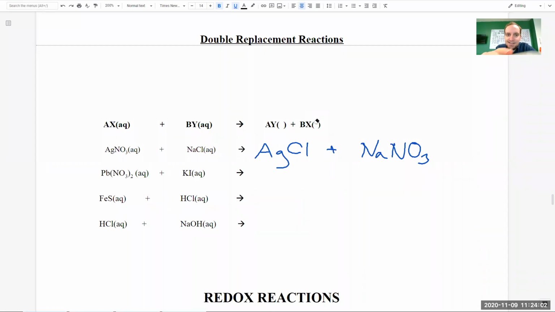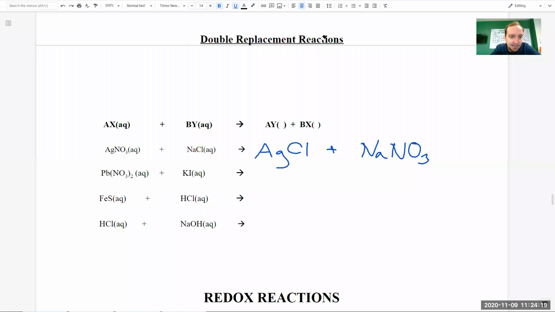Yeah, I had to think about that. Sodium is a group 1 metal. Nitrate is a -1. So again, those also cancel out. So this is a very nice one. AgCl plus NaNO3. It's already balanced because everything is all ones. So that one was really easy.